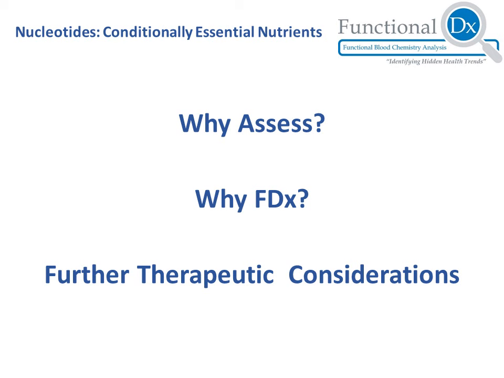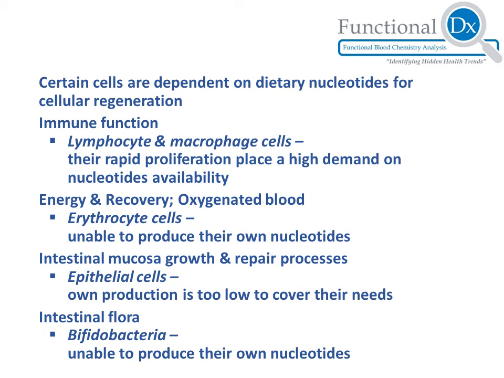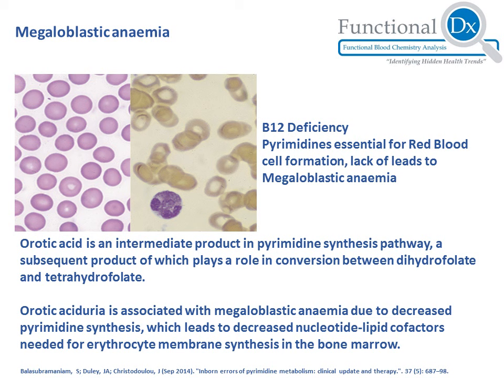So why use something like FDX? Because you need to look at all the issues that might occur. For example, we've got megaloblastic anemia. Pyrimidines are essential for red cell formation. They're essential in the formation of the membranes. As I've mentioned, orotic acid is an intermediate product in pyrimidine synthesis. If there's a problem there, you could end up with a megaloblastic anemia because pyrimidine synthesis is down. This can also lead to autoimmune disease. There are links with rheumatoid arthritis as well.